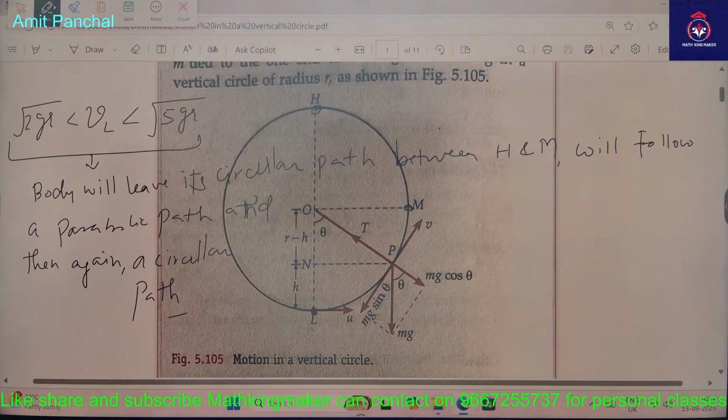So what is the minimum velocity? It should be square root of 5gr. We are talking about minimum. It is always greater than or equal to square root of 5gr. So what is the minimum? The minimum is equal to square root of 5gr. You will understand all the concepts once you do questions.